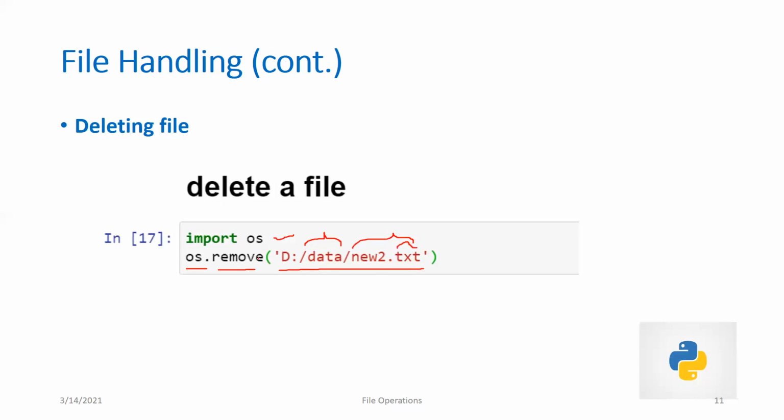So the remove method will delete the file forever. You cannot find that file in that location again.